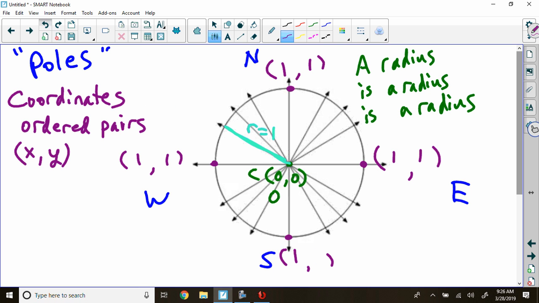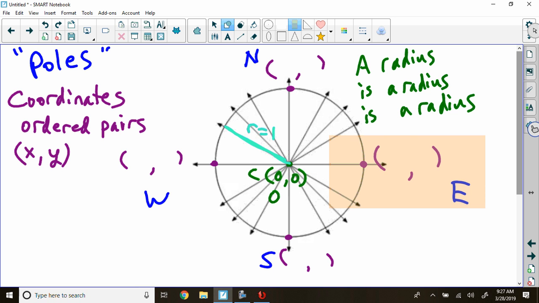So let's see if we can figure these out. Let's start at the east pole over here. The center is 0, 0, and we went straight across, right? So what's the coordinates going to be over there? I got to be honest with you, this is probably the easiest one, but it's also the easiest one to screw up. When I grade these, these are the ones I look at to screw them up. Anybody know the coordinates over there?